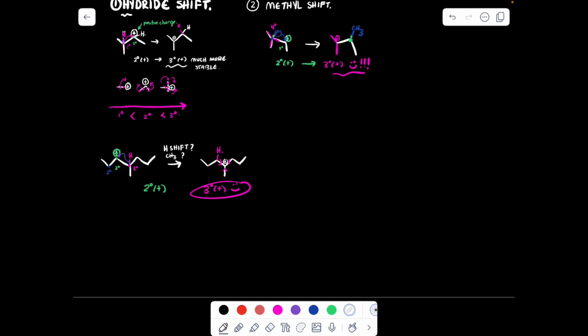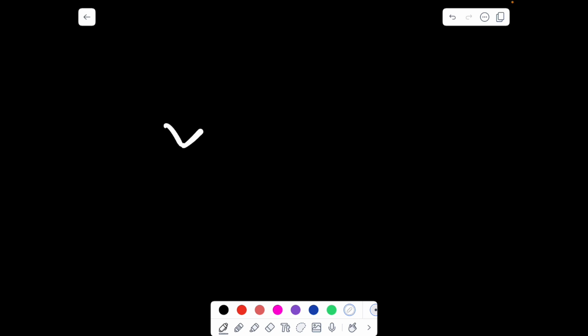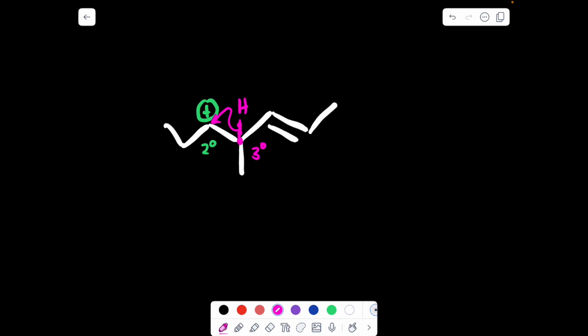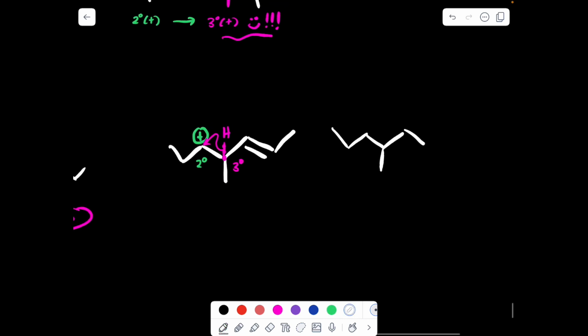Also have the case where we have a 2° carbocation that once again is 1 carbon away from a 3° carbon. And the hydride can do the same thing. It can do the jump. Therefore, the positive charge will change to that 3° carbon, and it is now a 3° carbocation.